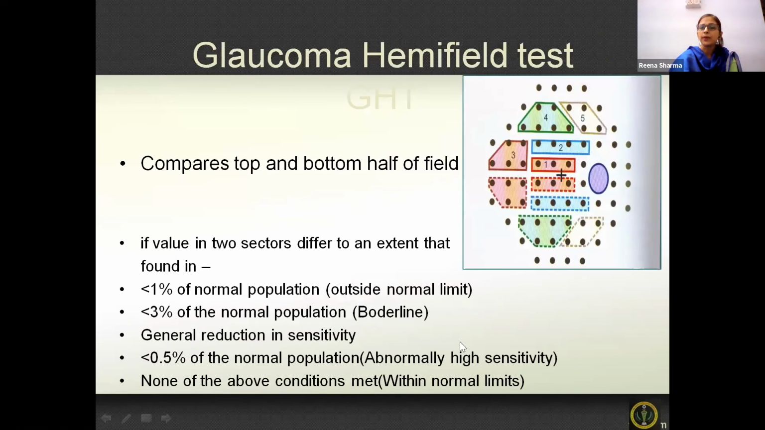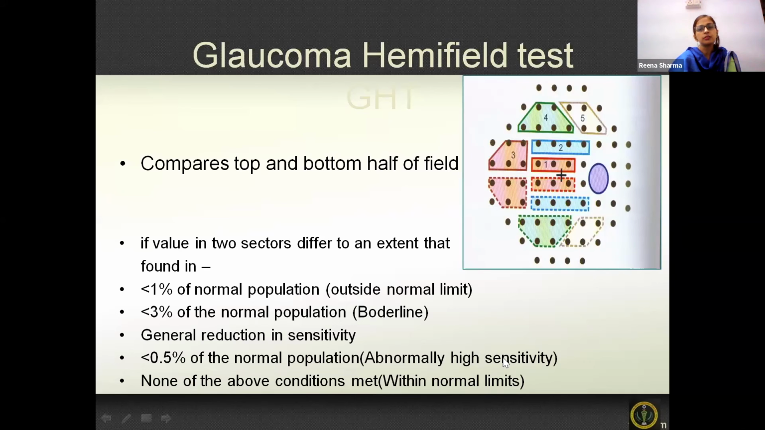Glaucoma hemifield test compares the mirror images of the top and lower parts of the visual field, and compares the difference with the normative database that is there in the machine, and the values are then labeled as either outside normal limits, that is, the difference between the two parts is significant, found in less than 1% of the normal population; borderline; generalized reduction in sensitivity, where all the areas are equally depressed compared to the normative database; abnormally high sensitivity, seen with patients who have a large false positivity rate; or within normal limits if the two are normal.